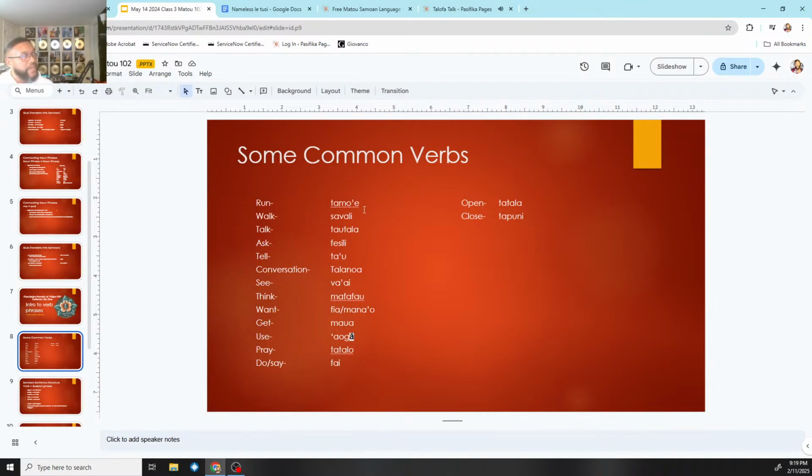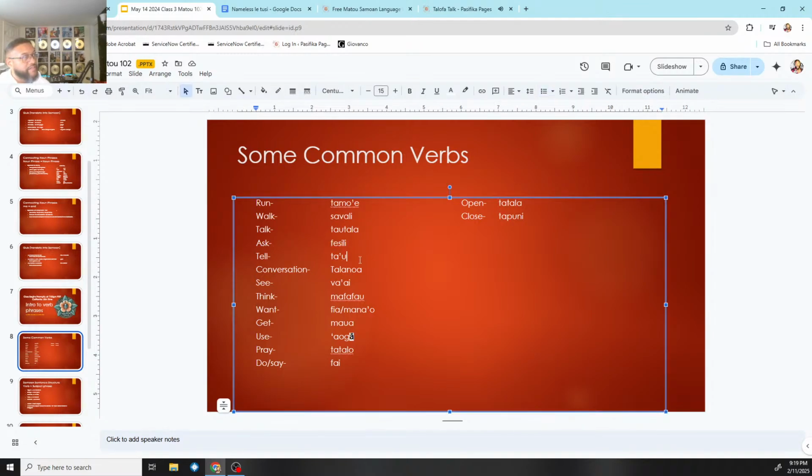Talk, tautala. Ask, fesili. Ta'u, to tell. Talanoa, conversation is talanoa. To see, va'ai. Mafafau is to think. Fia and mana'o, and we'll have a few minutes on fia mana'o and some exercises, is to want.